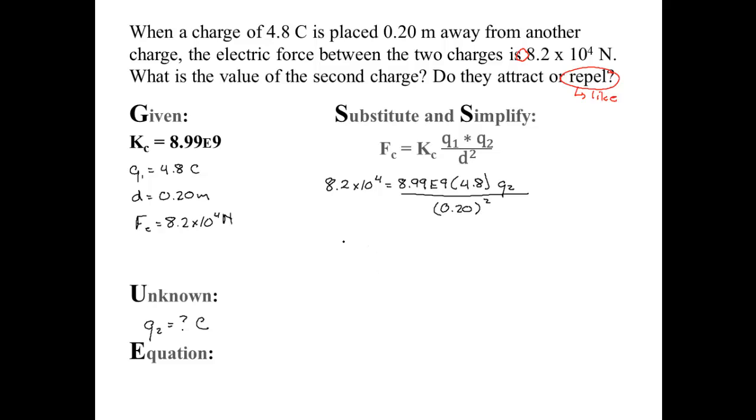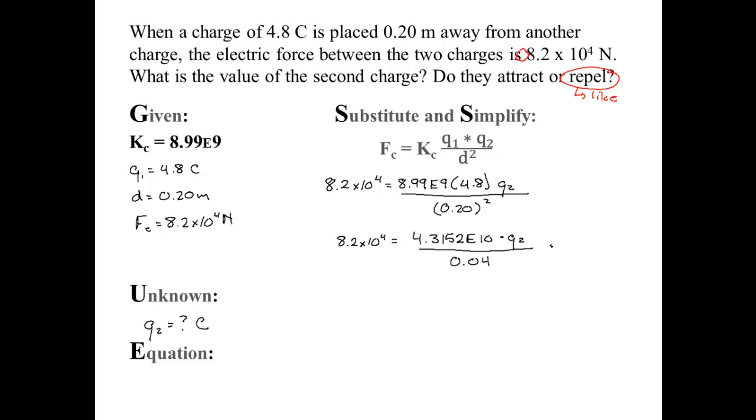Now let's simplify what I can simplify. I can't simplify the left just yet, so I'm just going to rewrite it, but I can simplify the numerator here, and that is 4.3152 times 10 to the 10 times Q2. I still don't know what Q2 is. Divided by, and when I simplify the bottom, I get 0.04.